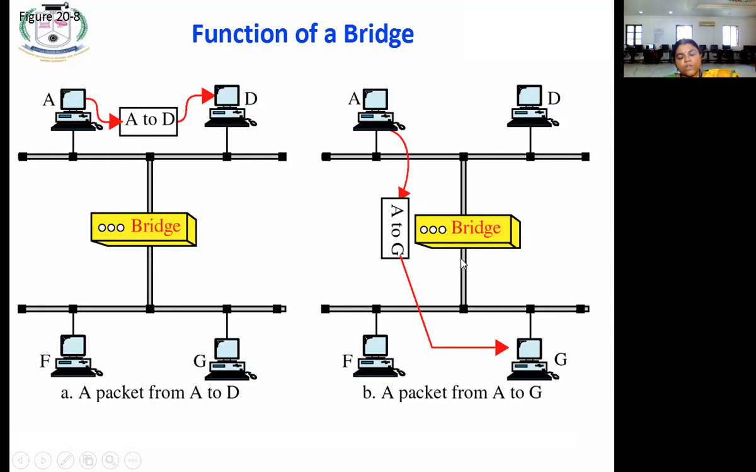Whereas here, what it will do is from the table, it will come to know that it has to transfer the packet from this LAN to the next LAN through the bridge. So it will forward the frame, that is from port 1 to port 2, because port 2 will have the connection for the LAN 2 to which the device D is connected.